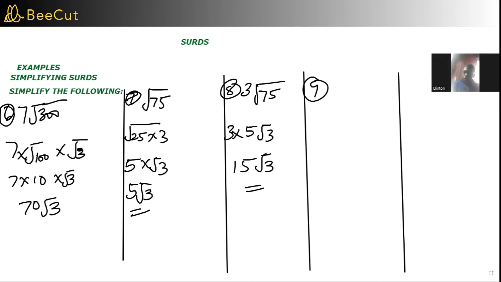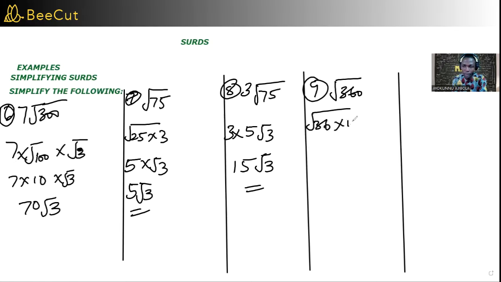Number 9, root 360. So again, I could use 36 times 10. Root 36 times 10 is root 360. Then root 36 is 6 and we still have root 10. This is going to be 6 root 10.